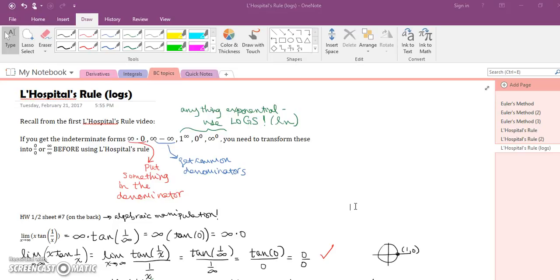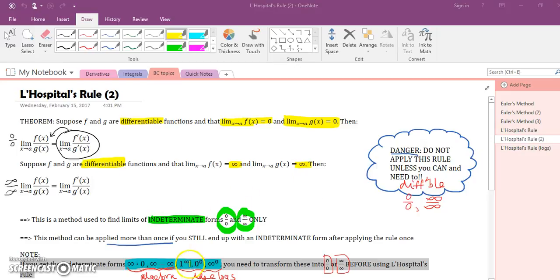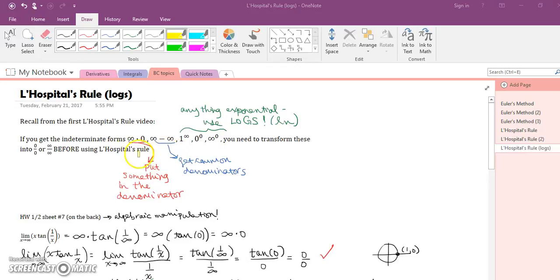It involves using logarithms. If you remember from the first L'Hopital video, I had this slide, which I recopied here to remind you: you can only use L'Hopital for 0 over 0 or infinity over infinity, that specific indeterminate form. Sometimes when you do direct substitution, you'll get infinity times 0. That means something needs to go in the denominator, which I'm going to show you quickly because this came up on the half sheet on the back for number 7.